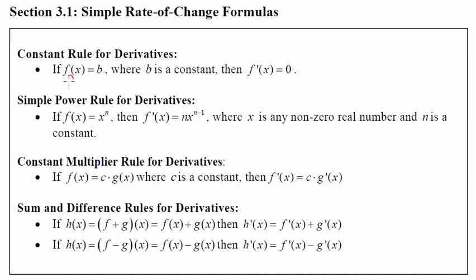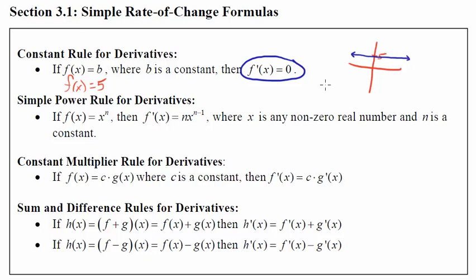So the first shortcut we have is if we have a constant function. Let's say here f of x is some number, let's say 5. If we have a constant function, let's see if we could graph what that might look like. I have 5 here, and if it's a constant, that is just a horizontal line right here. So if I want to know how this constant is changing, well, a constant doesn't change. So its derivative is always 0.